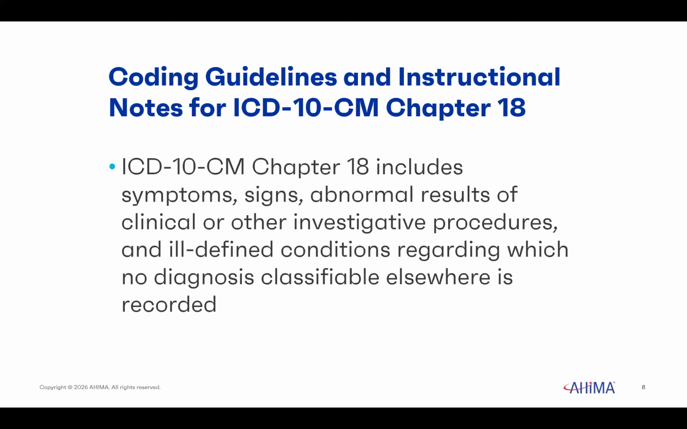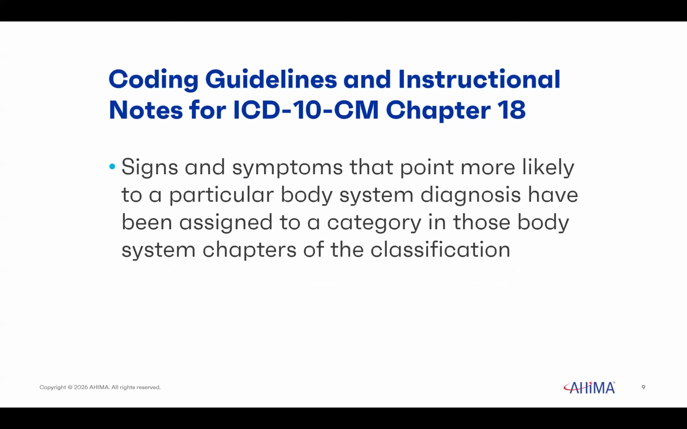This chapter includes signs, symptoms, abnormal test results, and ill-defined conditions. These are only used, very important here, when no diagnosis that's classifiable elsewhere has been established. Symptoms that clearly point to a specific body system are usually classified in that body system chapter, not here. And this prevents duplication and improves diagnostic accuracy.